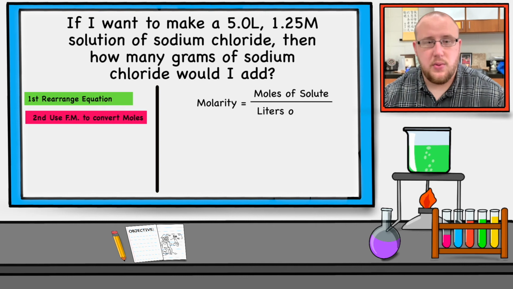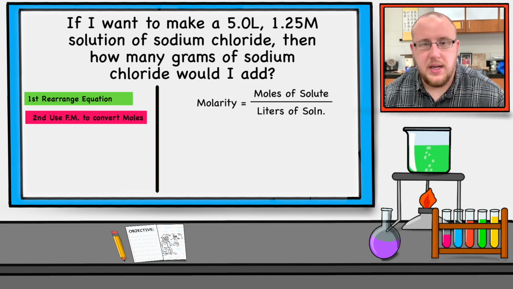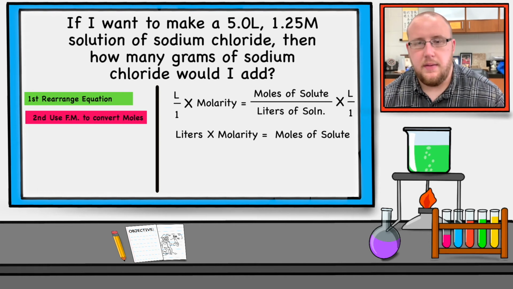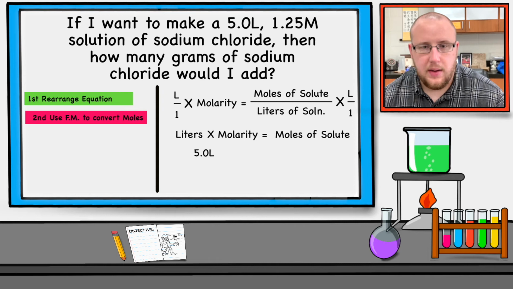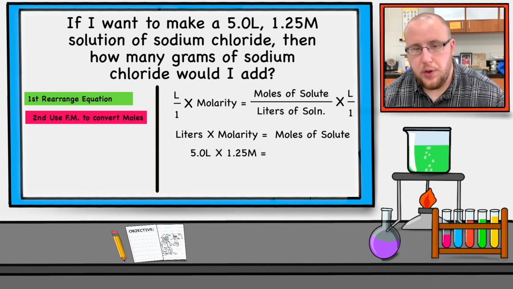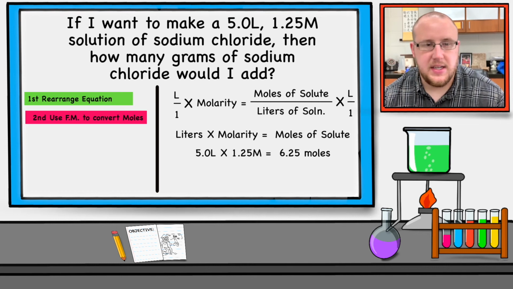So to rearrange the equation for molarity, we need to undo division of our liters on the right side of the equation. We do this by multiplying both sides by liters over 1. Once we do this, we get liters multiplied by molarity equals the number of moles of sodium chloride. Now let's plug in the numbers we have. So we have 5 as our liter, so 5 times our molarity, which is 1.25. So 5 times 1.25, that's going to give us 6.25 moles of sodium chloride.